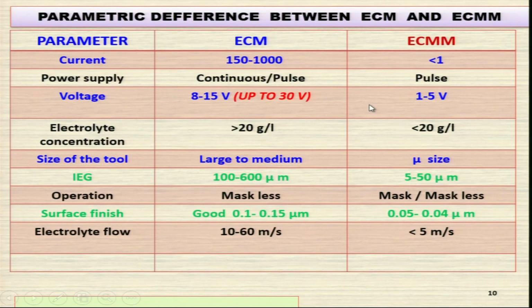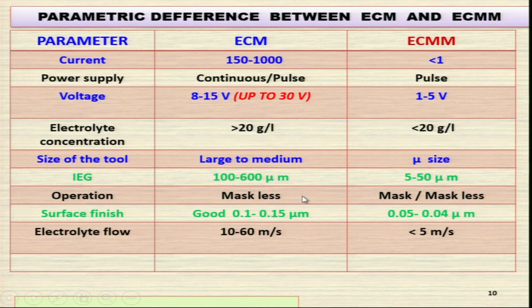Voltage used in ECM can be as high as up to 30 volt in special cases, but in ECMM it is 1 to 5 volt. Electrolyte concentration is normally greater than 20 gram per liter, while in ECMM it is less than 20 gram per liter. Size of the tool is large to medium in ECM, depending upon the feature required on the component, but here it is normally of micron size. And the inter-electrode gap can be as high as 100 to 600 micrometer, but in ECMM it is 5 to 50 micrometer only.